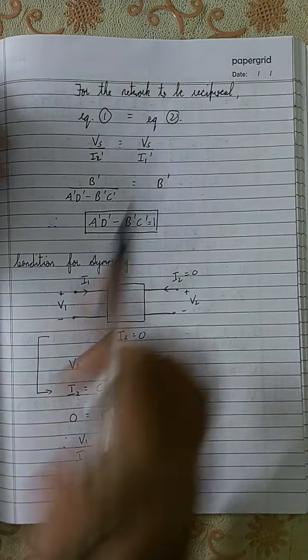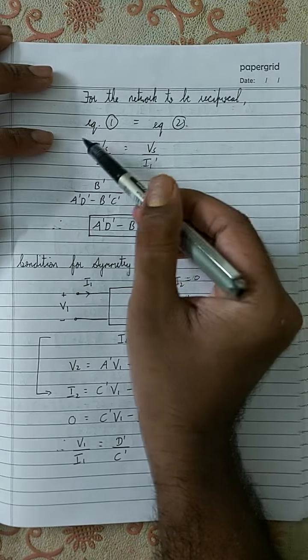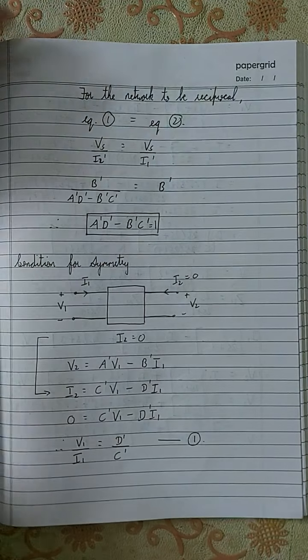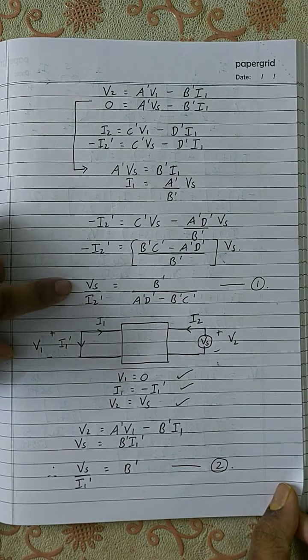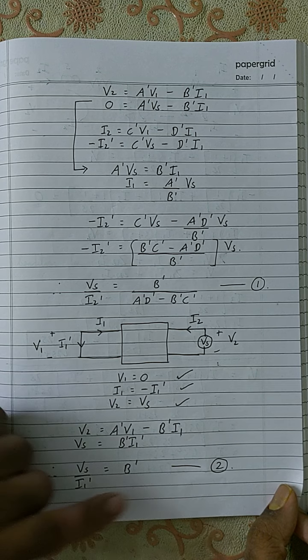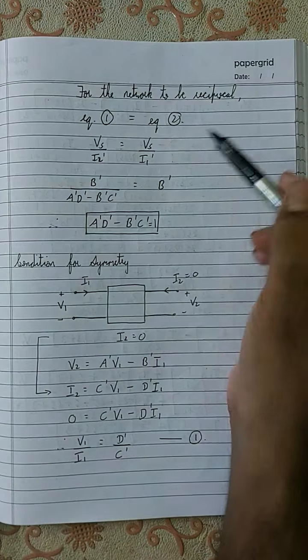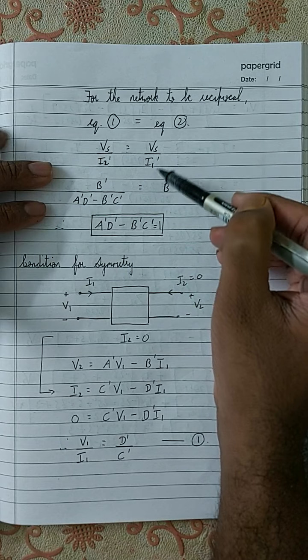So for the network to be reciprocal, equation 1 must be equal to equation 2. This is equation 1, that is Vs by I2 dash, and Vs by I1 dash, the second case, is equation 2. So in that case, Vs by I2 dash is equal to Vs by I1 dash.